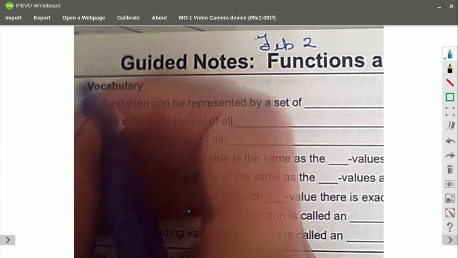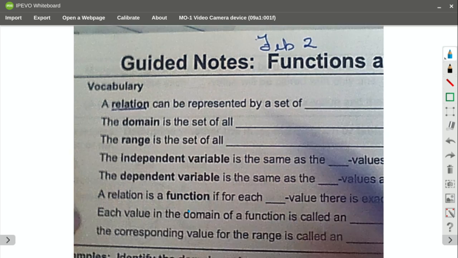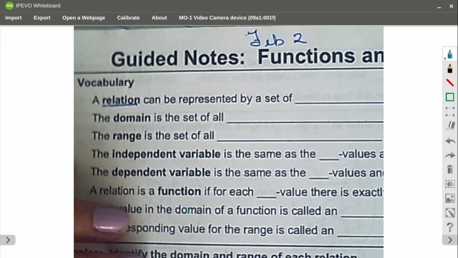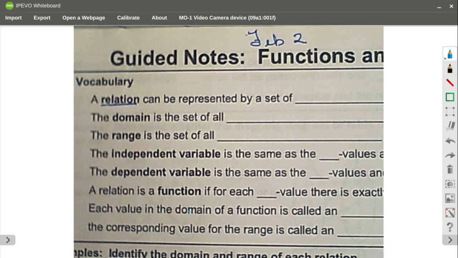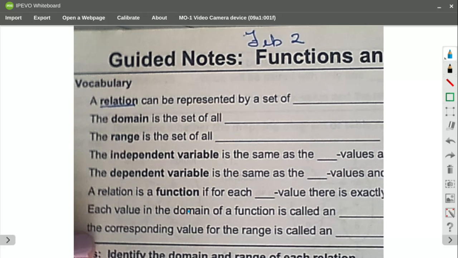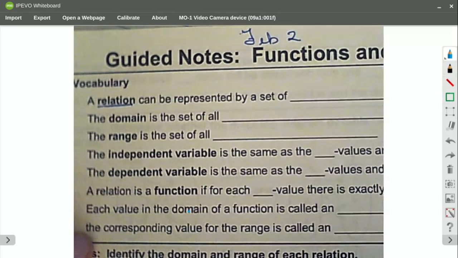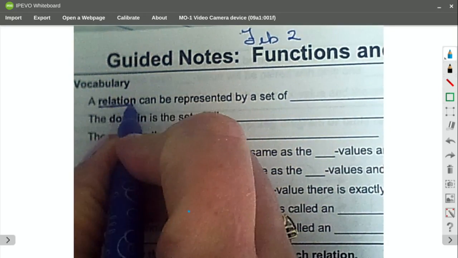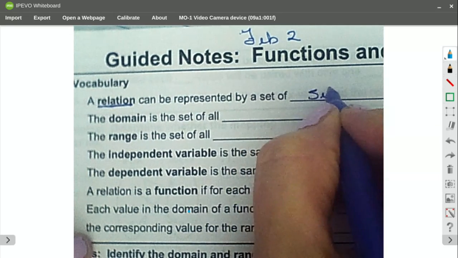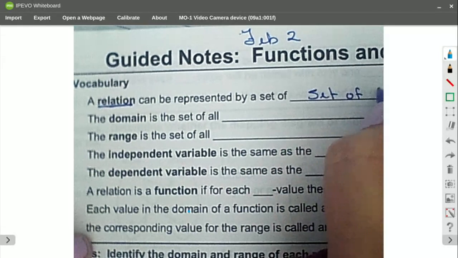So, first thing is, my first word is relation. And this is going to be one of those times when you are going to have to pause that video because you're going to be writing a lot more than I am. So you're going to want to pause this video and get caught up on some of the writing, and then you'll just play it some more. First word is relation. A relation is a set of coordinates.